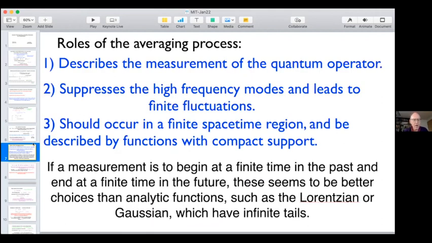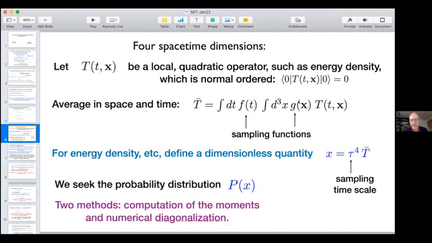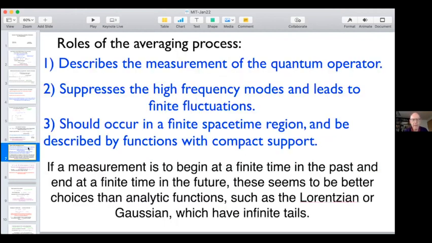Okay, so as I said, these functions, f of t and g of t, should describe the measurement process. That is, that the measurement is made in a finite interval of time and a finite interval of space. And their effect is to suppress the high frequency modes. In the averaging, the high frequency modes basically average out, and you get contributions primarily from modes of the order of the averaging scales.